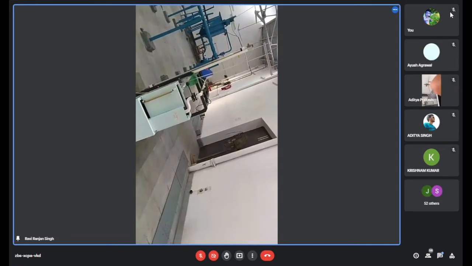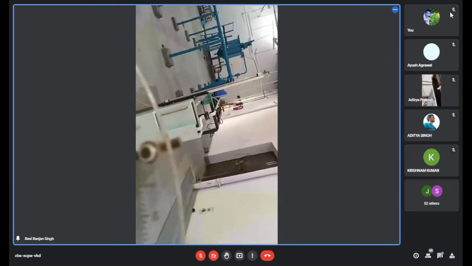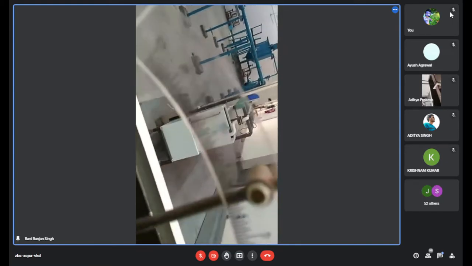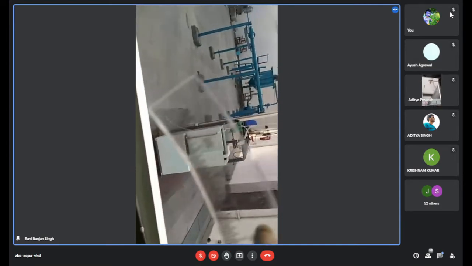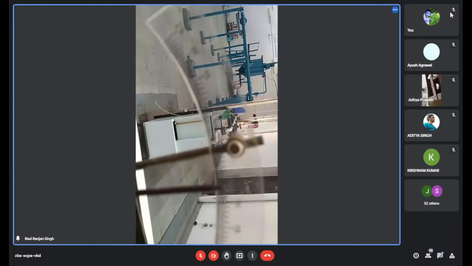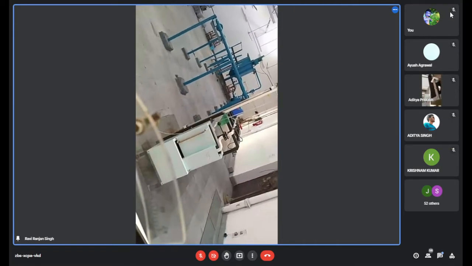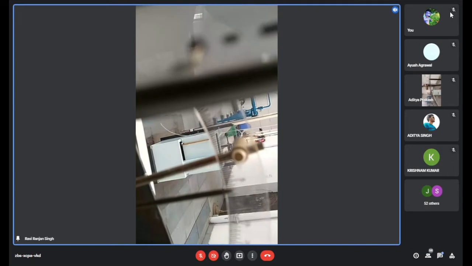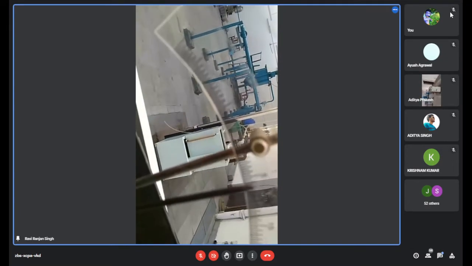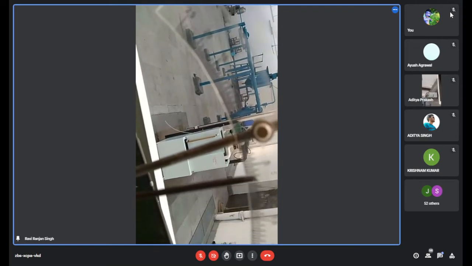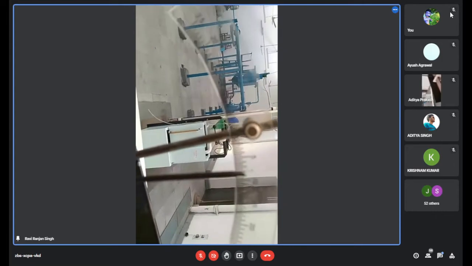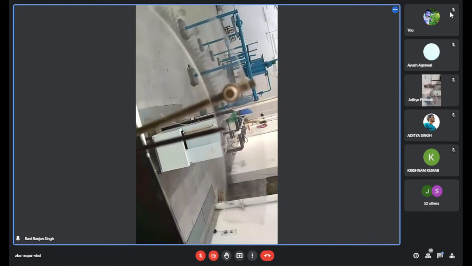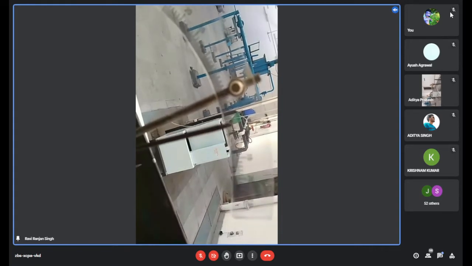Theta is 5.5 degrees. X equal to 8. Theta equal to 6 degrees. X equal to 9. Theta equal to 7 degrees. Now I am changing the weight, WM.